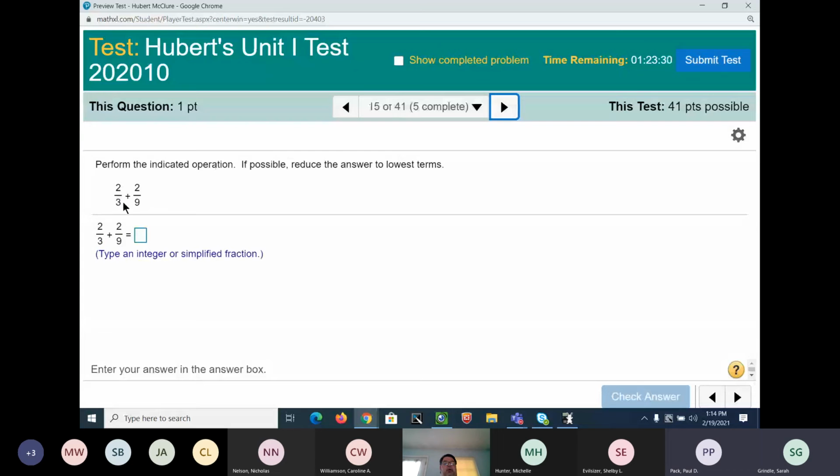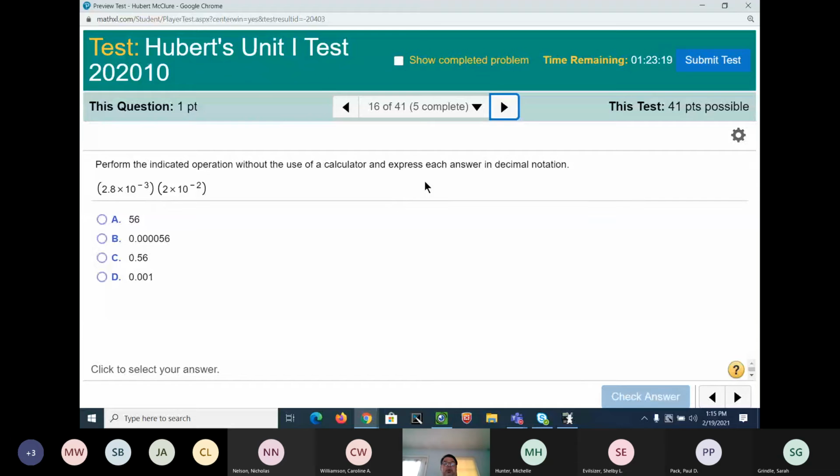There is an addition problem. You got to get a common denominator. There's a scientific notation. Now it says express each answer in what? Decimal notation.